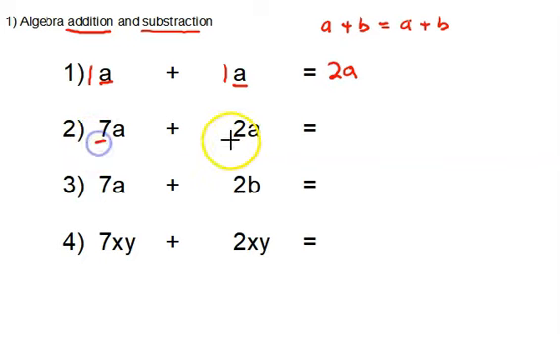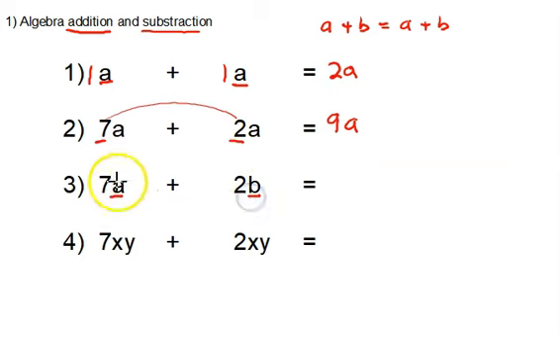Same goes here. Now you have 7 and 2, right? So we just add these, and you'll be getting 9a. In this case, here is a and here is b, so we cannot add. So the answer is 7a plus 2b, the same as before. Now we have a term with xy. As long as it is the same, you can add it, so you get 9xy.